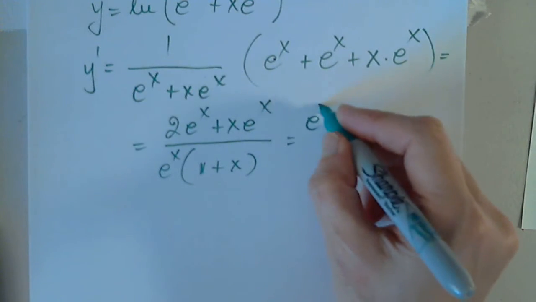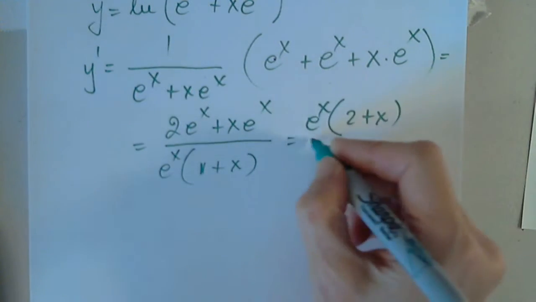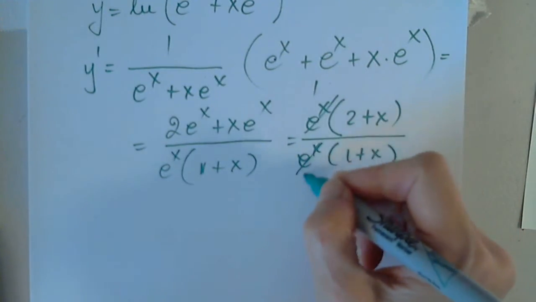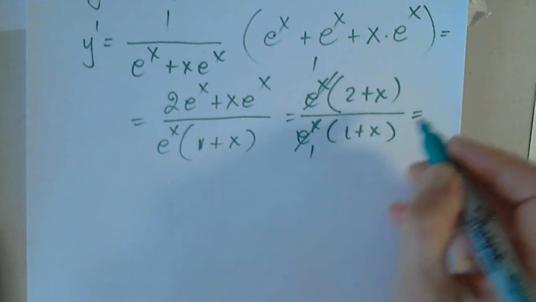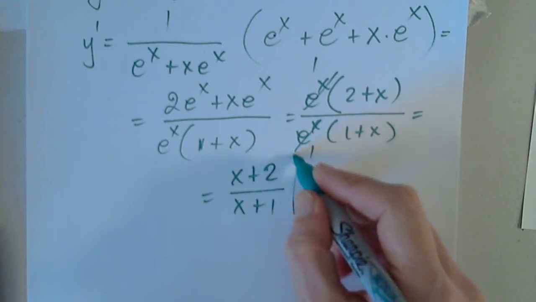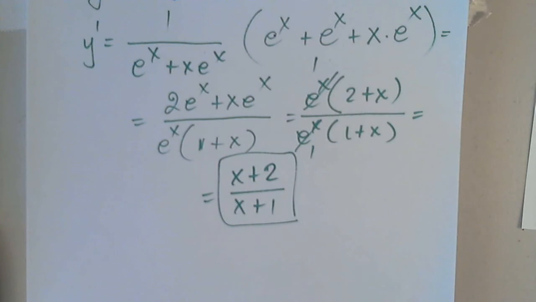I factor out e to the x from the top, and I get 2 plus x over e to the x, 1 plus x. Very nicely done. Those two go away, and what is left is just this. Of course, I recommend writing in the correct order, descending order, etc. Fully simplified.